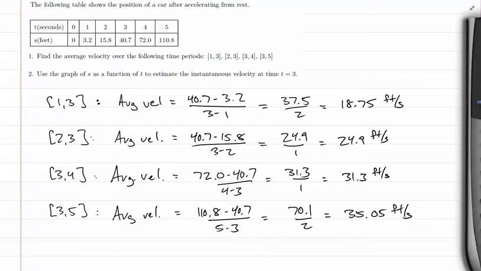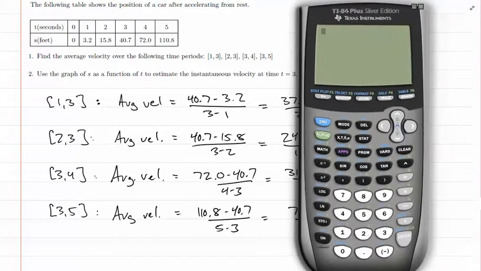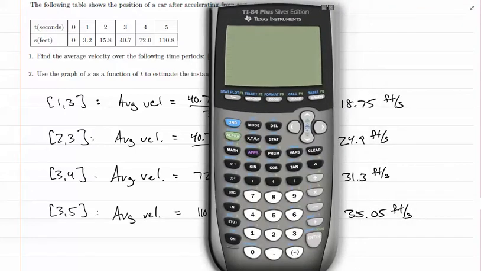All right, for number 2, it says to use the graph of s as a function of t to estimate the instantaneous velocity at time t equals 3. So I would do this graph on a calculator here. I would enter those points into the stat menu. So you hit stat, edit, you put all your ordered pairs in there. You set your x and y window so that you can see all those points. Remember to turn the stat plot on, so second, stat plot, make sure that first plot is on. And if you graph, there are the points.